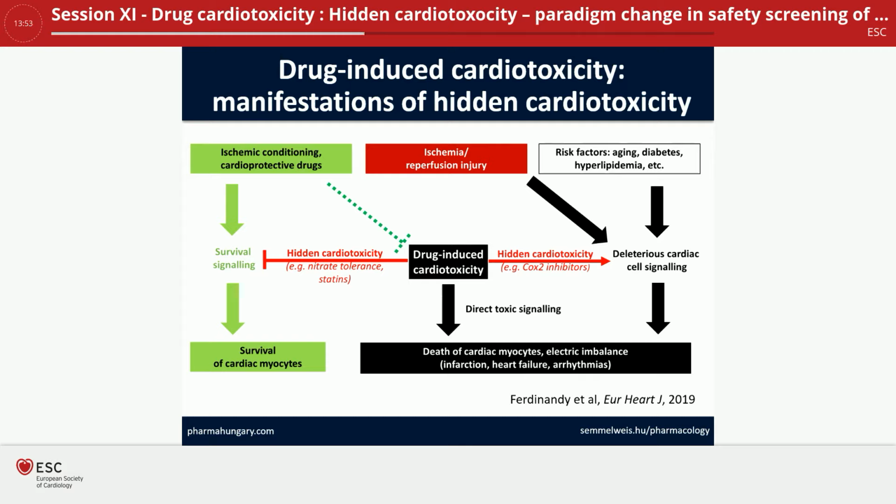This is a direct toxic signaling when the drug is added to the heart tissue or any other healthy preparations. It leads to death of cardiac myocytes. It leads to electric imbalance, and it can cause infarction, heart failure, arrhythmias, for example. Typically anthracycline drugs do this, actually, or trastuzumab.